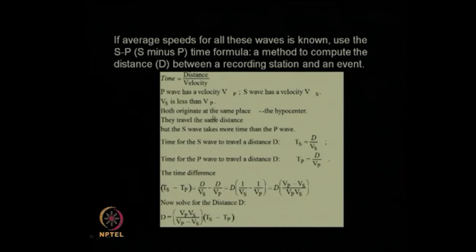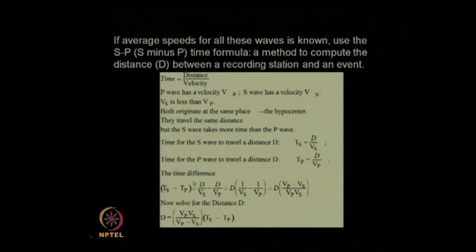Now, both originate at the same place, that is the hypocenter, and they travel the same distance d, but the S wave will take more time than the P wave because of its lower velocity than Vp. So, the time required for the S wave to travel a distance d can be calculated as Ts, which is nothing but the distance d by the velocity of the shear wave Vs, and the time for the P wave to travel a distance d is Tp, which is d by the velocity of the primary wave or P wave Vp, right.